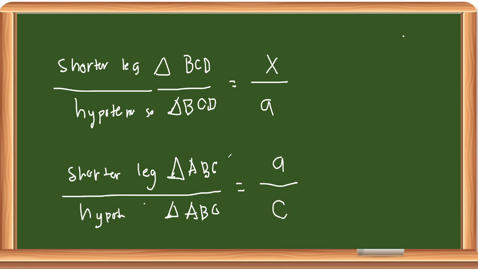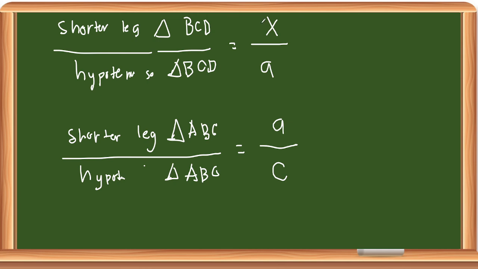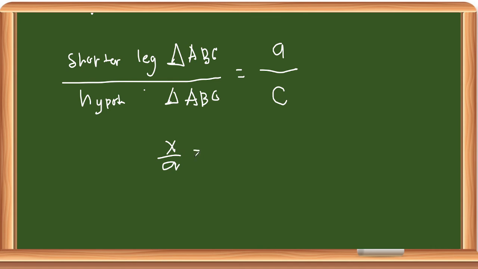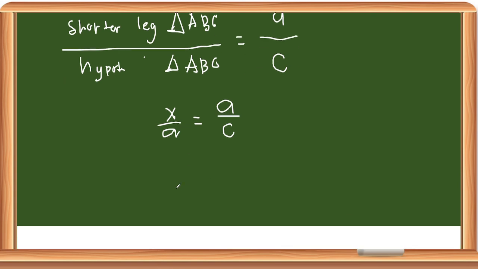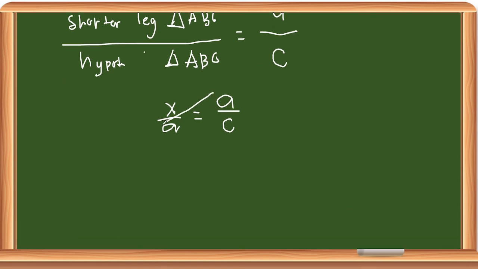Okay po? So now, sabi nga natin, they are similar, so that means these two ratios must be equal, no? Yung ratio ng shorter leg to hypotenuse ng dalawang triangles would be equal. Okay, so we have X over A. It must be equal to A over C. Okay, so now, since they are equal, let's cross multiply now. A times A would be A squared, which is equal to X times C. Okay, so C times X.